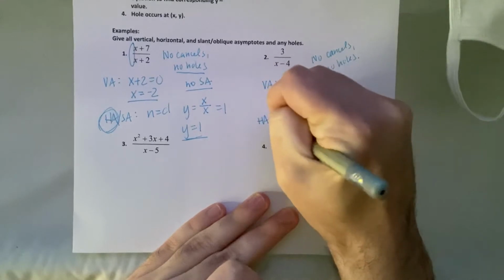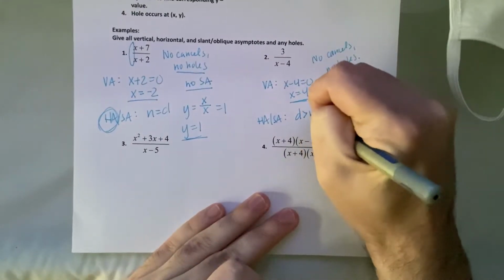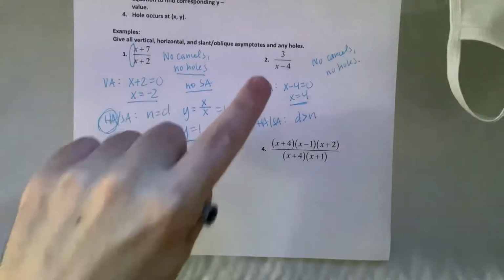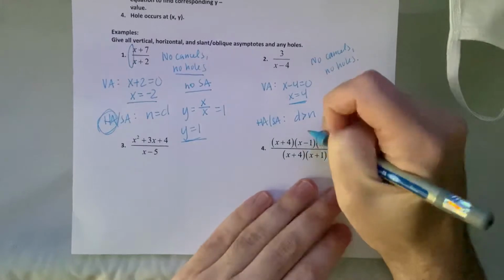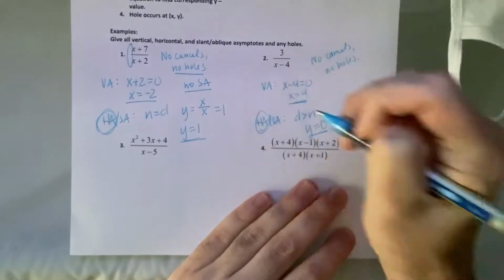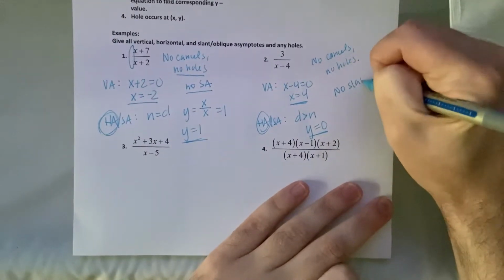Horizontal or slant asymptote. Here, the denominator has a larger degree than the numerator because there's only one with x. And again, as x gets really big, it's going to overpower that 3. When the denominator is greater than the numerator, you automatically have a horizontal asymptote at y equals 0, which means no slant asymptote.